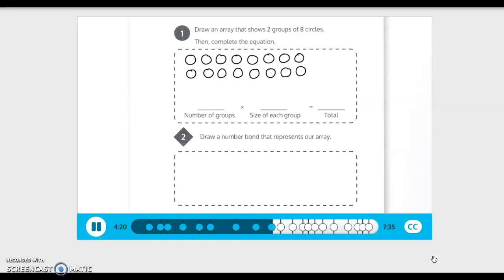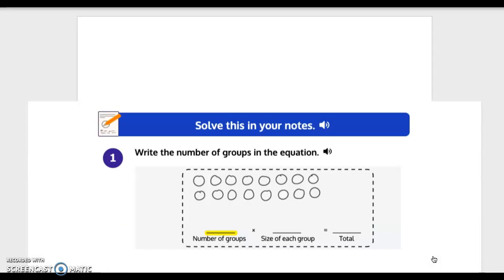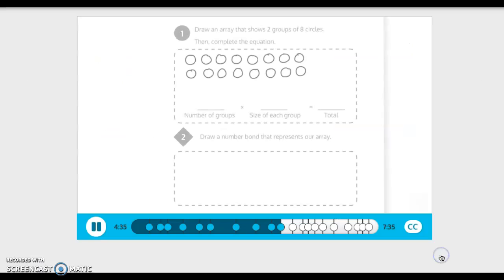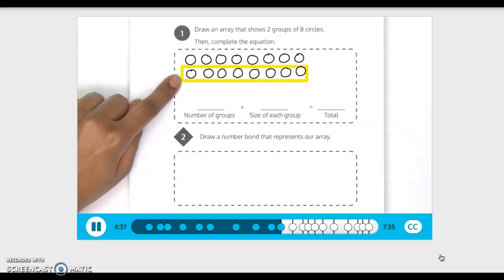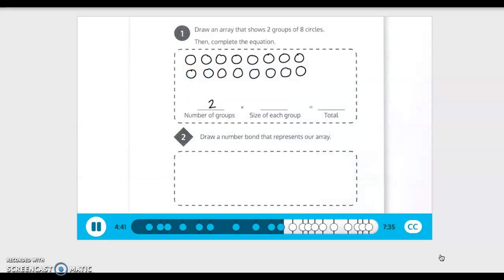Now let's look at our equation. The first factor is the number of groups. We can find the number of groups by looking at the number of rows in the array. Write the number of groups in the equation here. There are 2 groups, so 2 is the first factor in our equation.